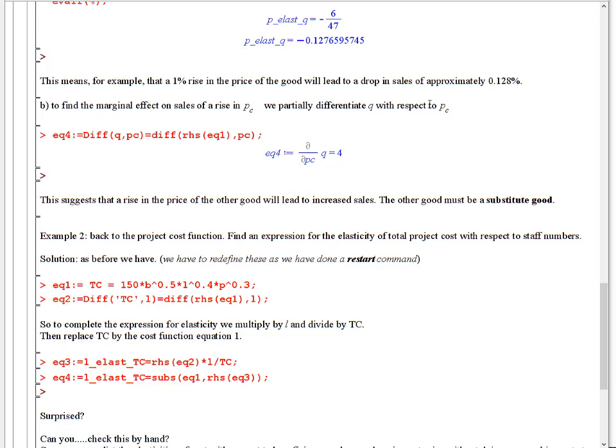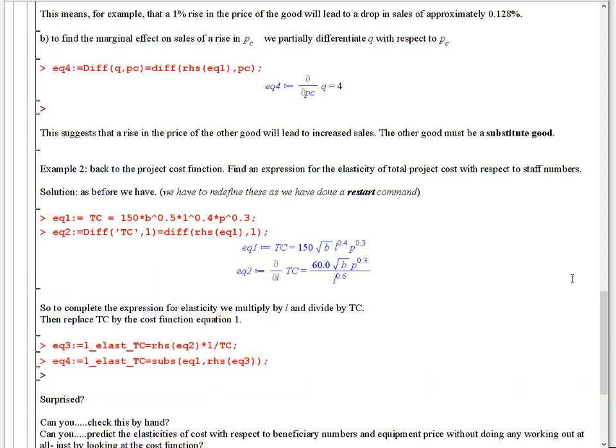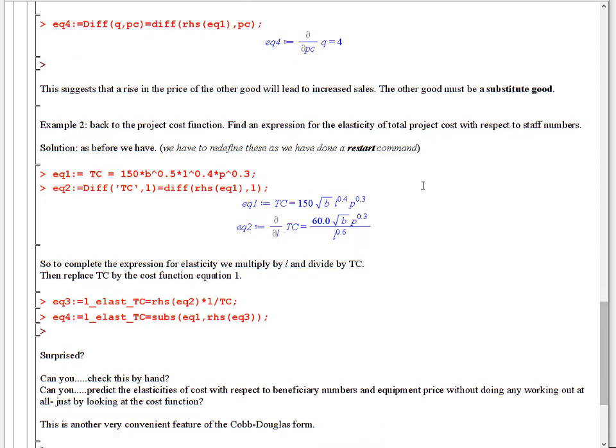And now another example, going back to the project cost function. We want to find an expression for the elasticity of total project costs with respect to staff numbers. So we need to just redefine these because we use the equation for something else. So that was the total cost function. And if we're going to find elasticity with respect to staff members, we need to differentiate with respect to L, which we did already above.